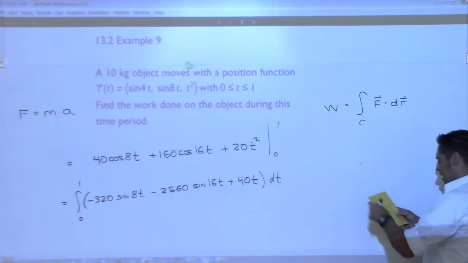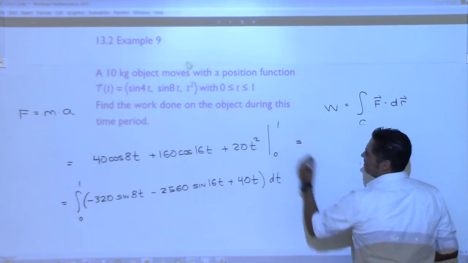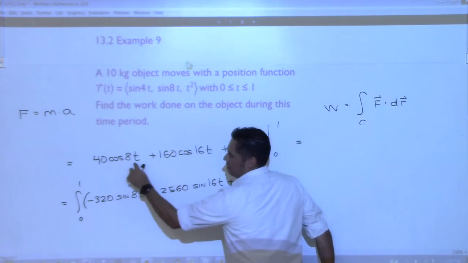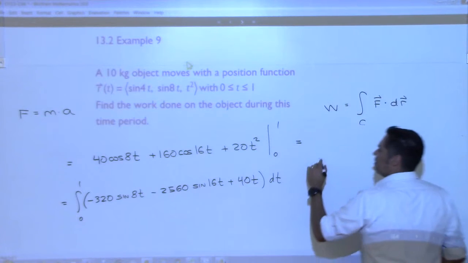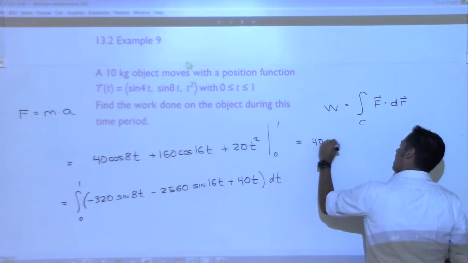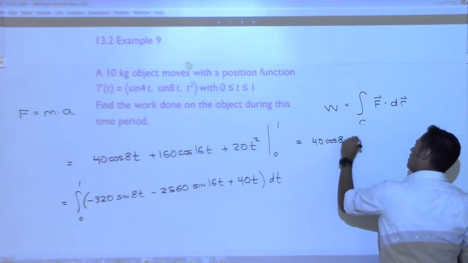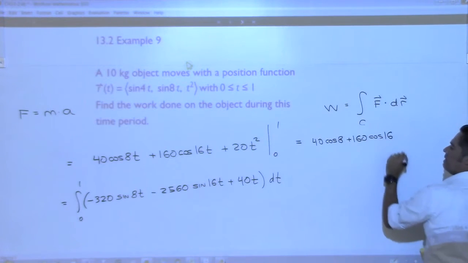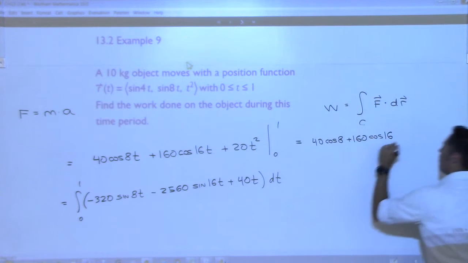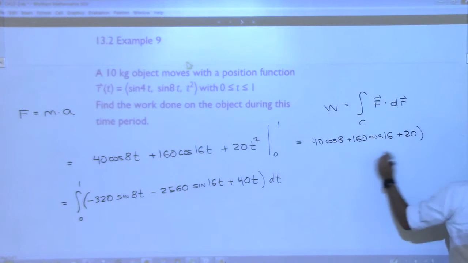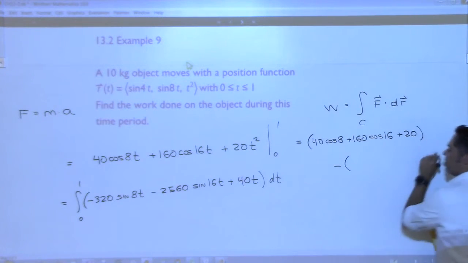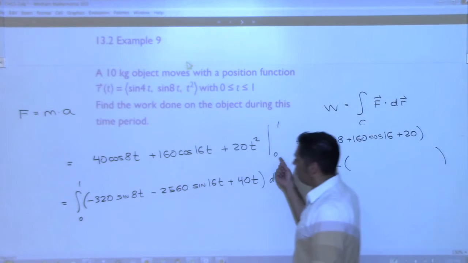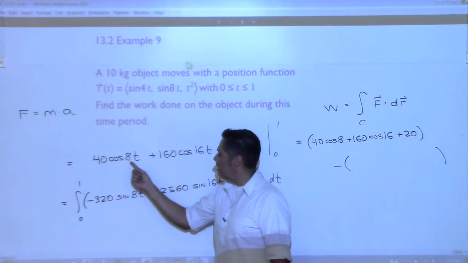So that's just the antiderivative of each of those. And then when you plug in, it actually is not that nice, because when you plug 1 in, you get cosine of 8, which is not something we know. So this turns out to be 40 cosine 8 plus 160 cosine of 16. And then when we plug 1 in here, we get plus 20. Then we're supposed to take all of that and subtract from it whatever we get when we plug in 0. And when we plug in 0, things are a little better, because cosine of 0 is 1, right?